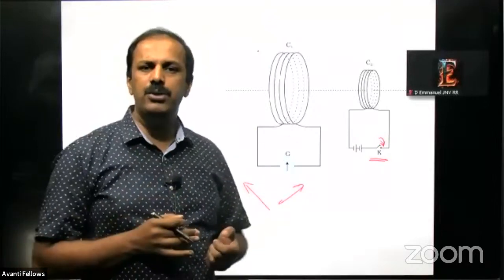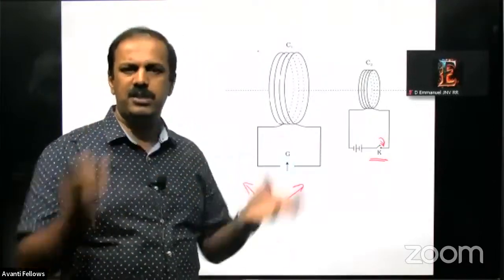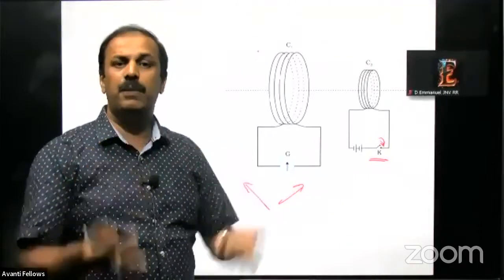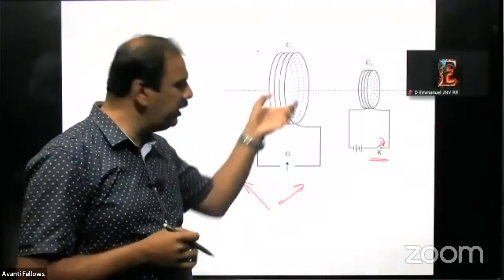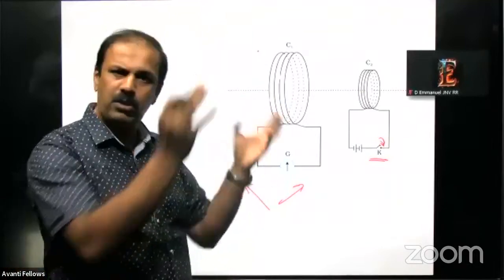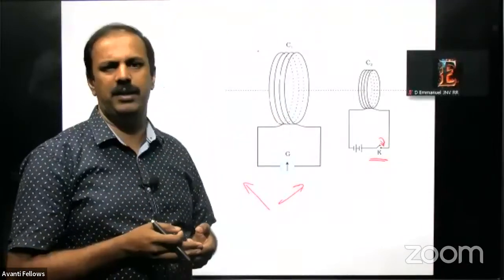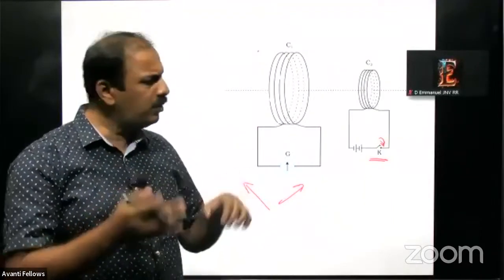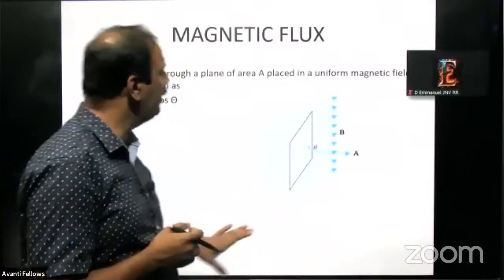And if you know the induced EMF and the resistance, it doesn't mean that we have to connect a separate resistance outside. This coil itself may have a resistance, so if it is a closed circuit, that itself will make a current. So how much is the current passing through that? All those things we will study. So we'll move to the next part.